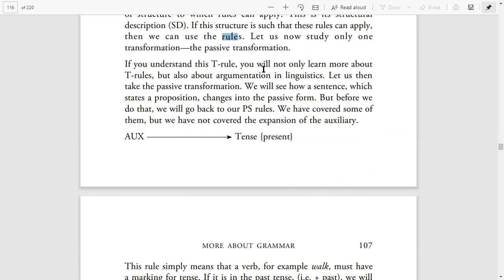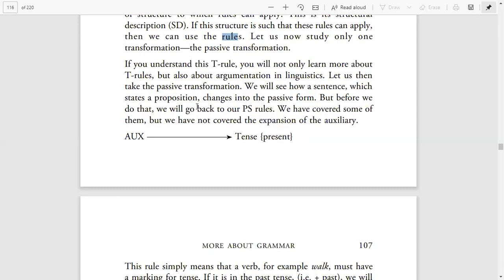If you understand this T rule, you will not only learn more about T rules, but also about argumentation in linguistics as well. So you are not going to learn only about T rules, but also about argumentation, the reasoning behind linguistics as well. Let us then take the passive transformation. We will see how a sentence which states a proposition changes into the passive form.